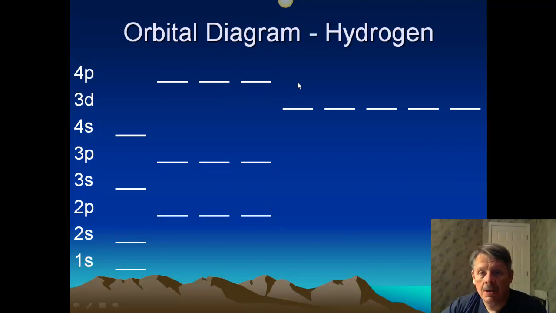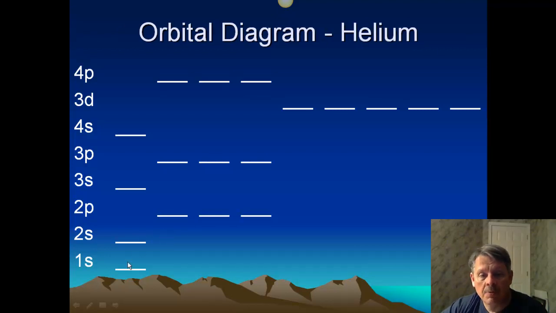All right, so let's draw the orbital diagram for hydrogen. Our rules say we start at the bottom. Spins must be opposite, although we only have 1 electron. Could you have it facing down? Sure. Right, but convention has us facing it up. So that's our orbital diagram for hydrogen, 1 electron.